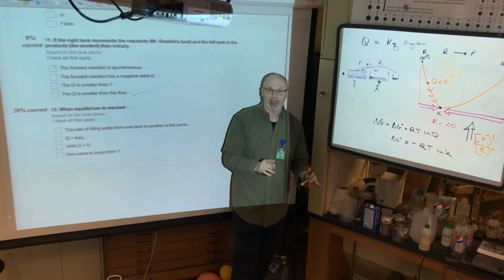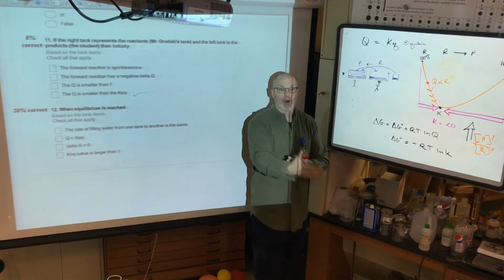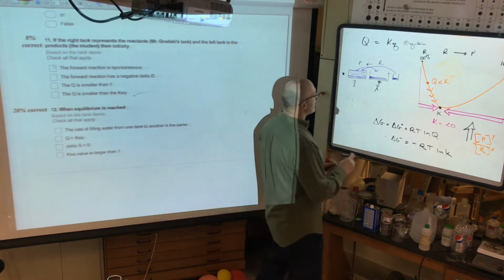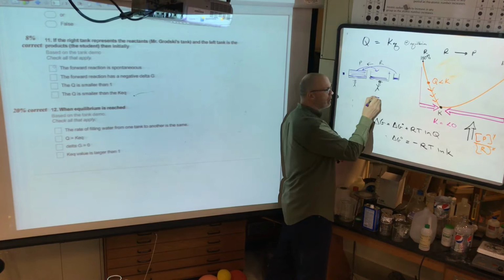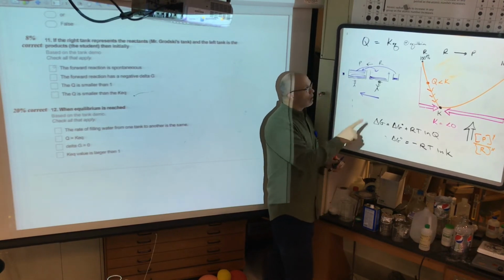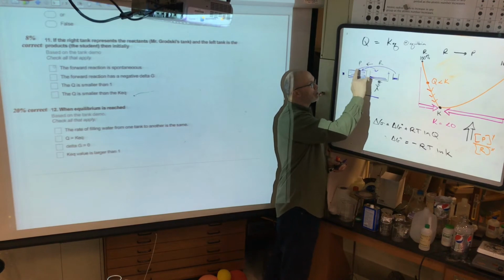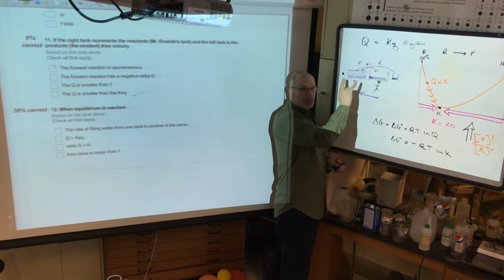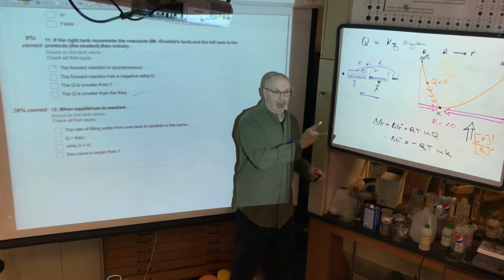It doesn't mean stuff isn't going, just means there's no overall direction. Okay, perfect. Now what did we learn from this? We learned that there was a pathway going forward. We also learned that at equilibrium, who was favored? When we reached equilibrium, who was favored? The products. So what do you think the equilibrium constant is?